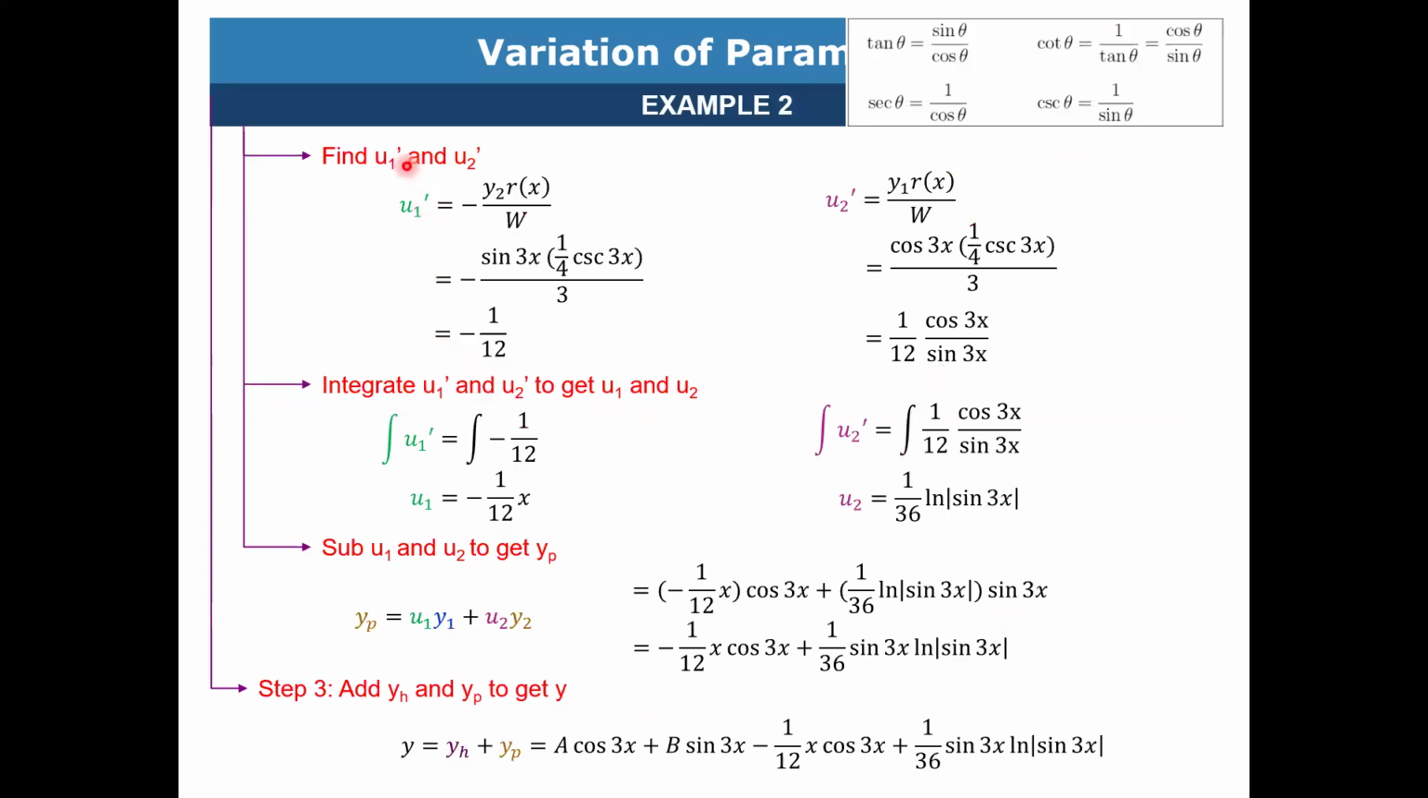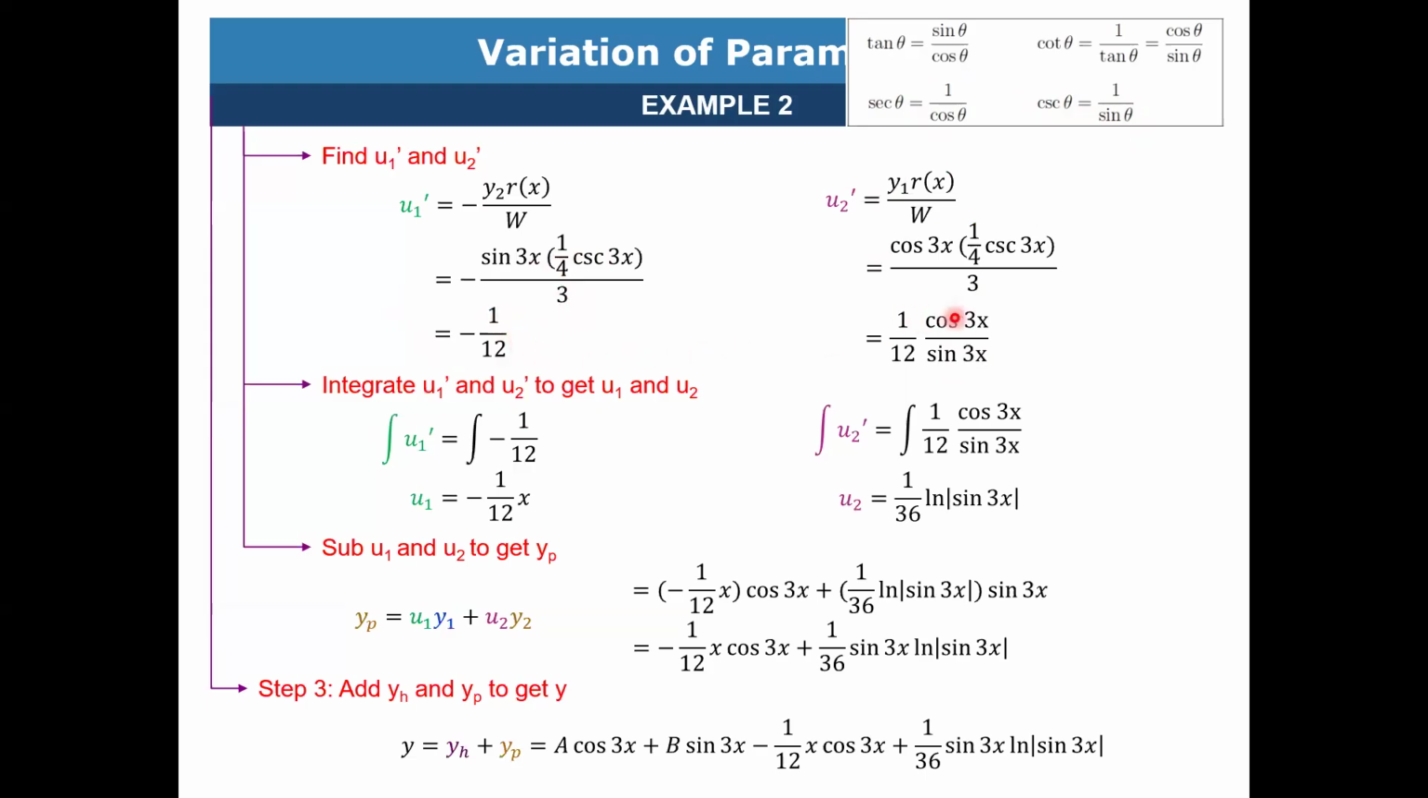The next step is to find u1 prime and u2 prime using the given equation. u1 prime equals negative y2 R(x) over W, and u2 prime equals y1 R(x) over W. Substitute all the values, all the functions, and you will get the values of u1 prime and u2 prime. I just provide a note here that cosec theta is actually 1 over sine. So this one you can change to 1 over sine to solve the u1 prime.